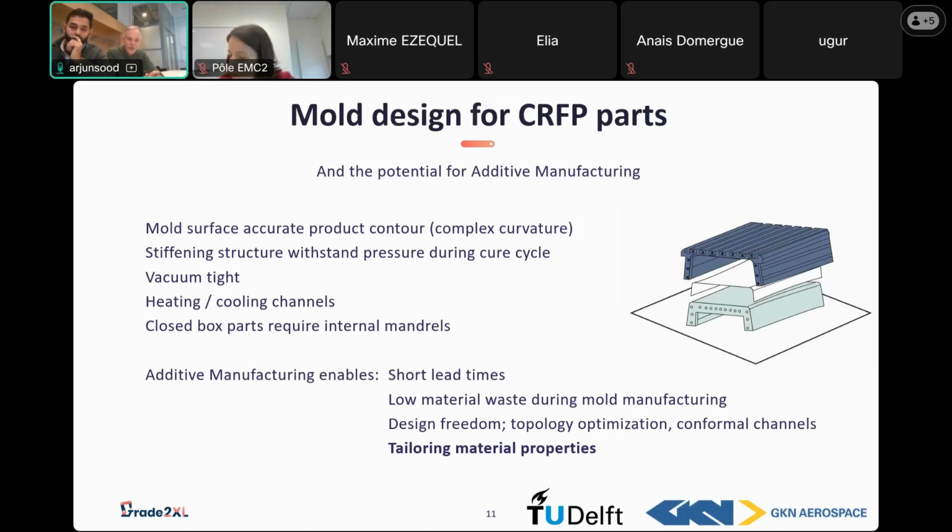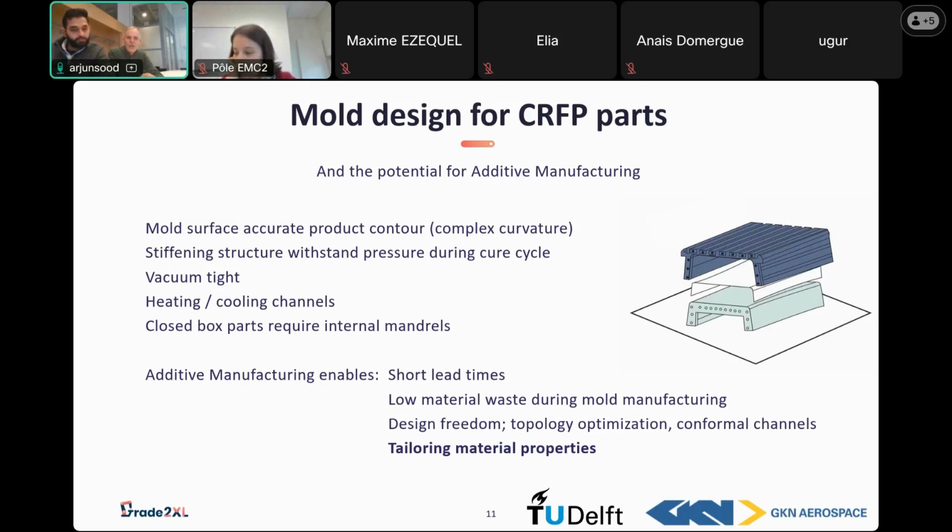But the final thing that we really want to explore beyond all these advantages is to see how we can tailor your material properties when we are building this part using additive manufacturing layer by layer. You could tweak your material in locations where you need certain properties, for instance. And that is what we see as a bit of the holy grail, the point on the horizon. Let's call it like that.